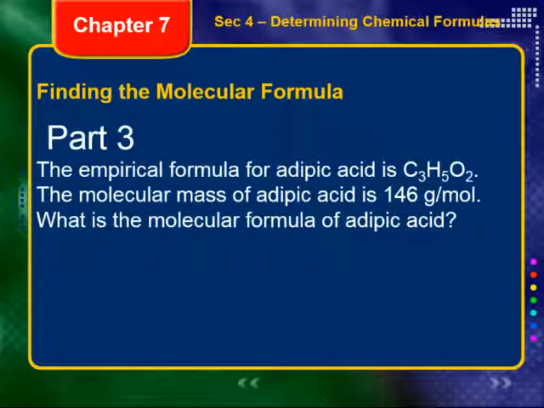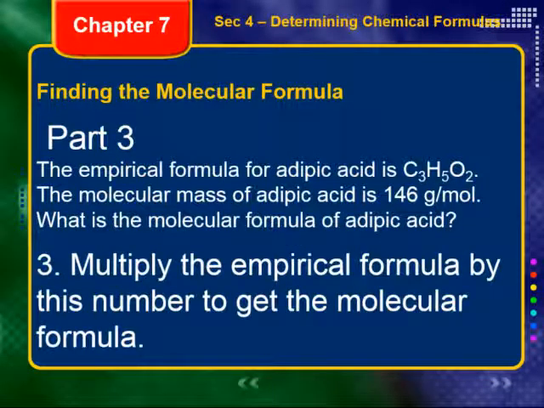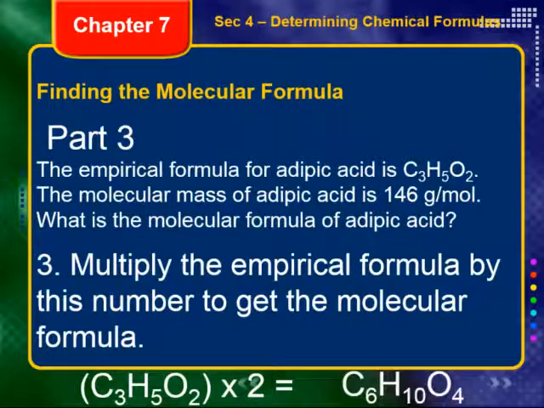So we figured out that the ratio is 2. That's what we figured out from 146 divided by 73. We're going to multiply the empirical formula by this number to get the molecular formula. So we have the empirical formula, C3H5O2. We're going to multiply each of those numbers by 2, and we end up with C6H10O4. This is what adipic acid actually looks like.